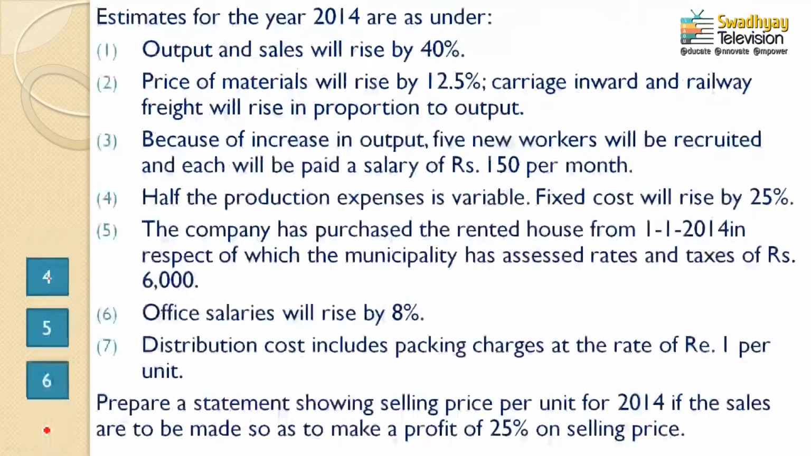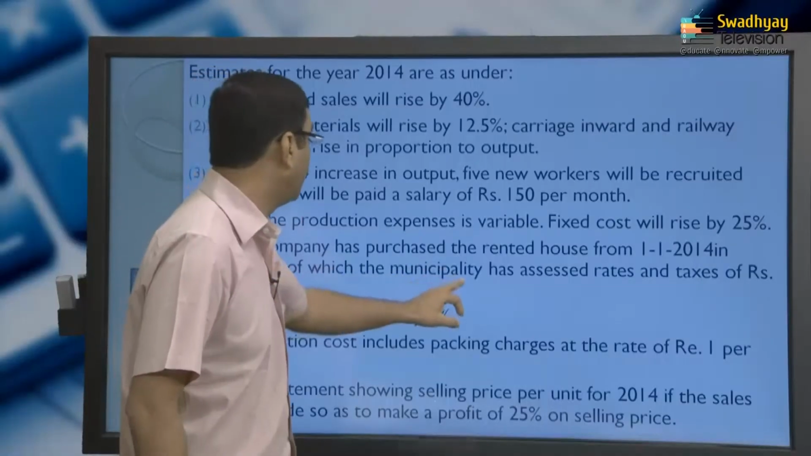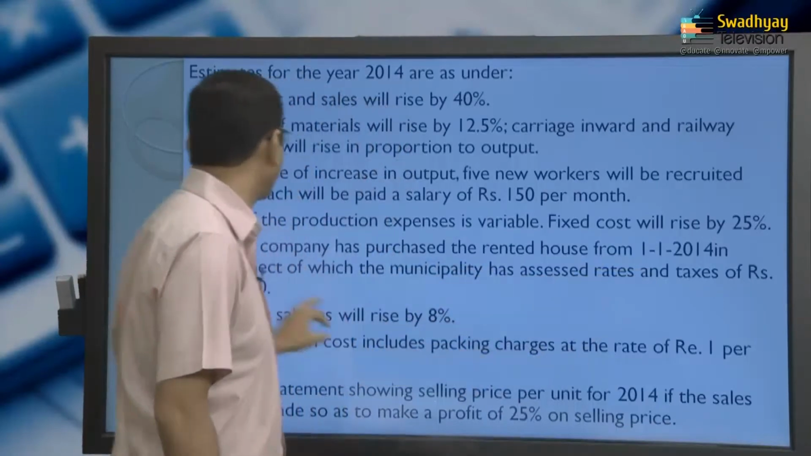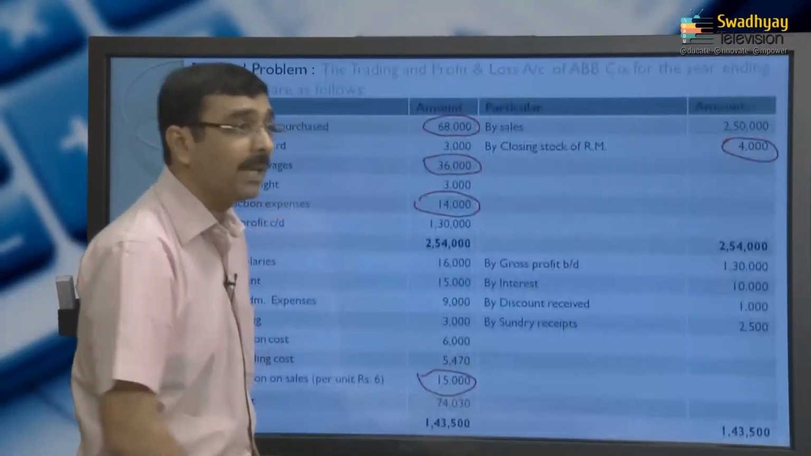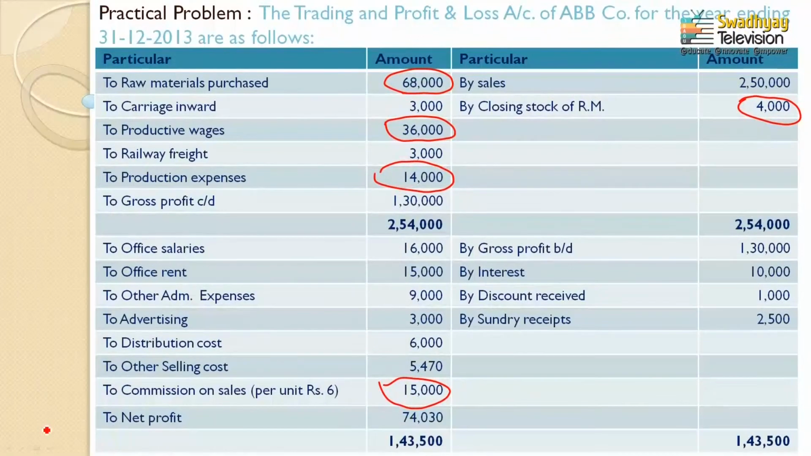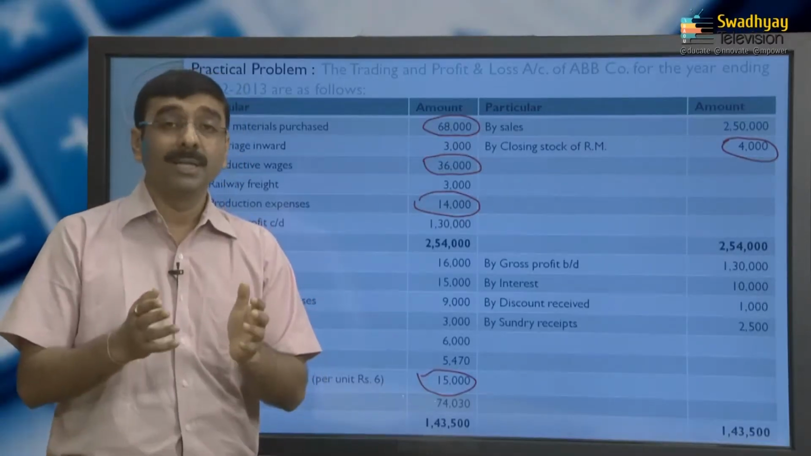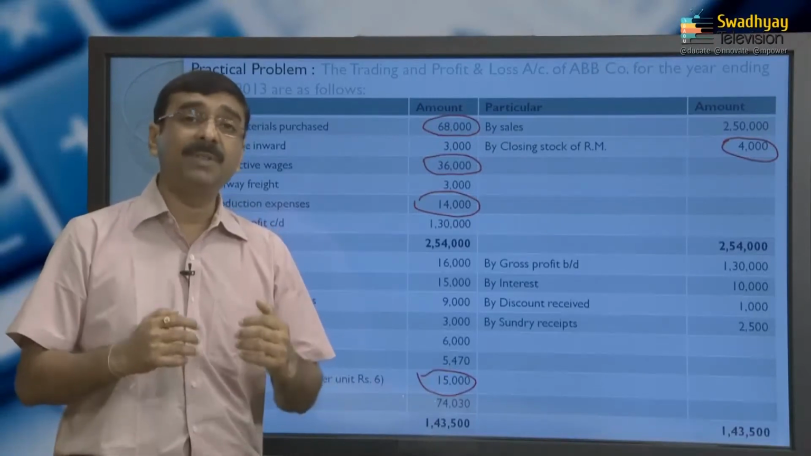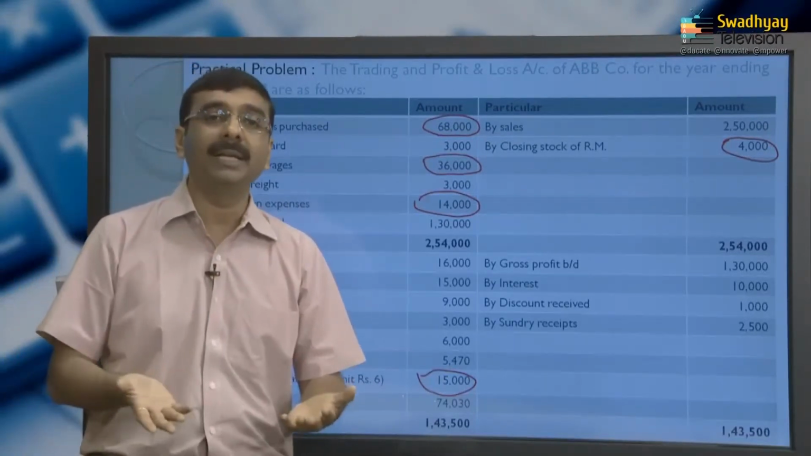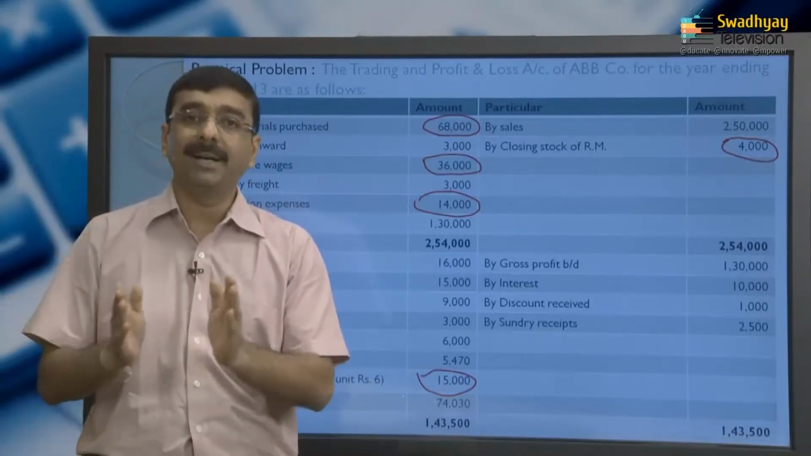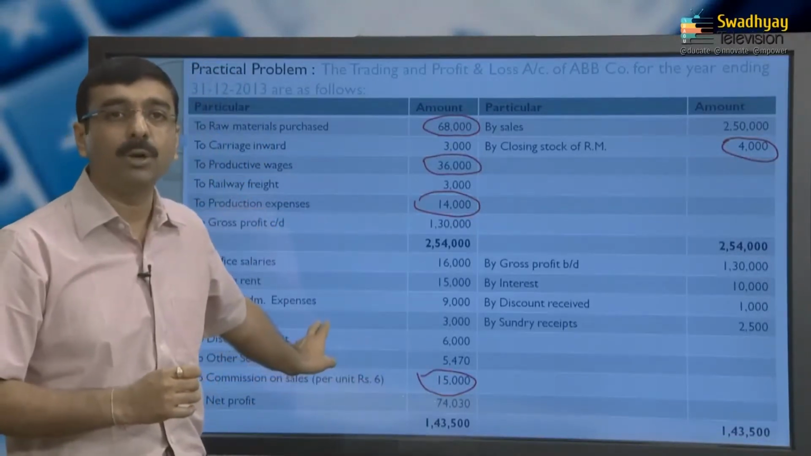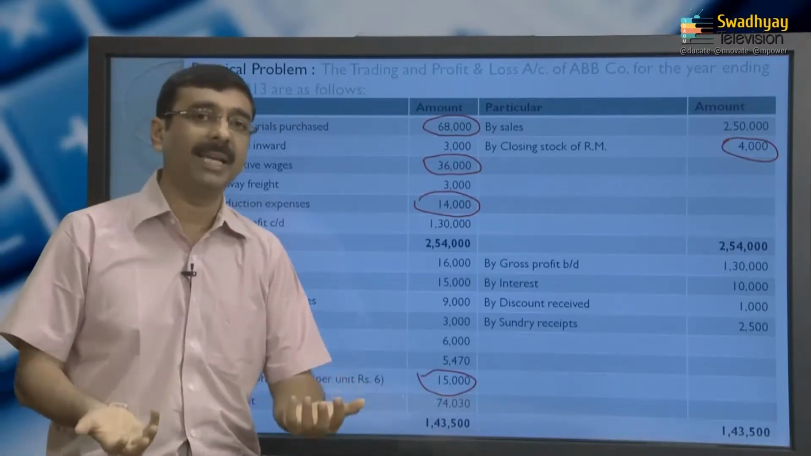Moving to the next part, the company has purchased the rented house from 1/1/2014, that means from the current year, in respect of which the municipality has assessed rates and taxes of rupees 6000. Now see, the question shows very clearly office rent rupees 15,000. It was paid in the year 2013, 15,000 rupees, but from year 2014 onwards the company purchased a house. If they purchase a house, they need not pay any rent. So from 2014 onwards, the rent amount will not come into the picture, because they have their own property.